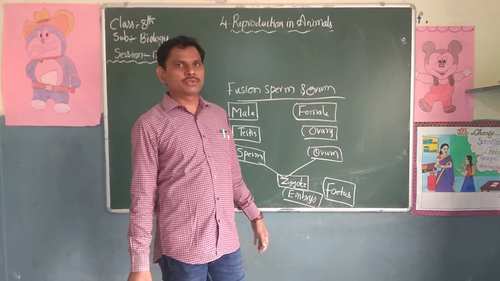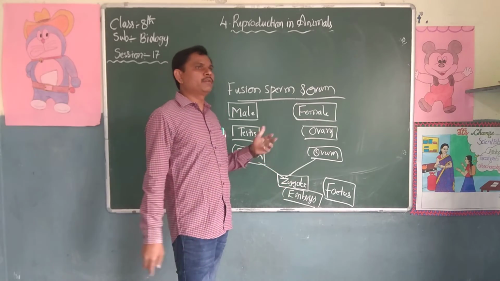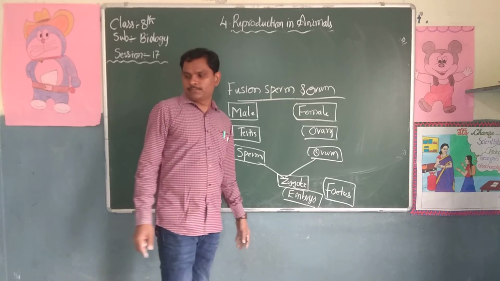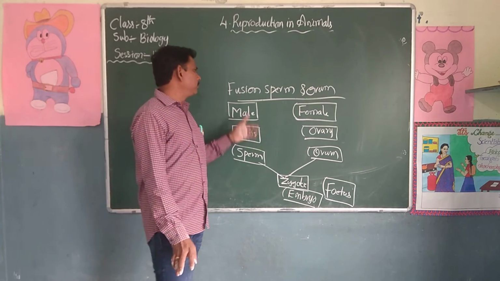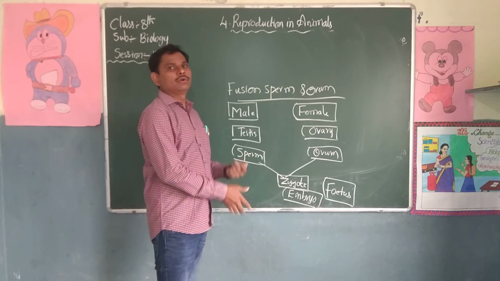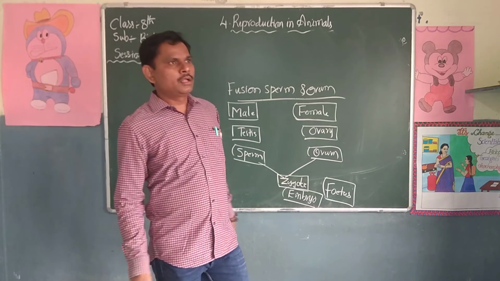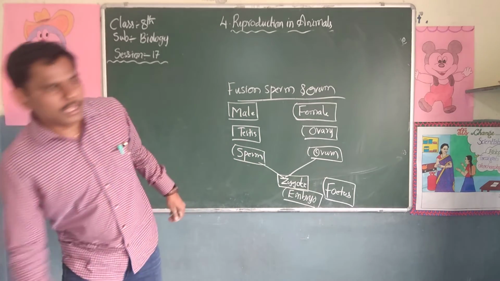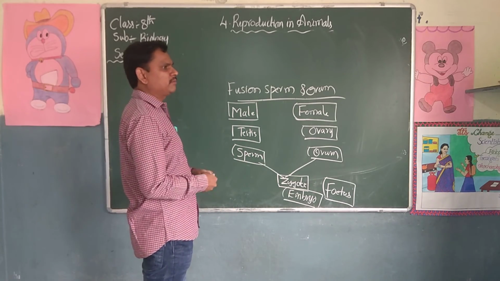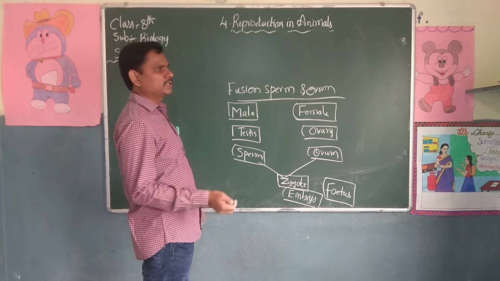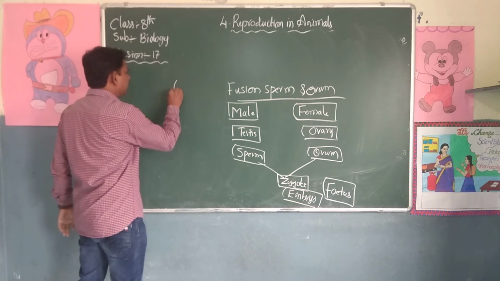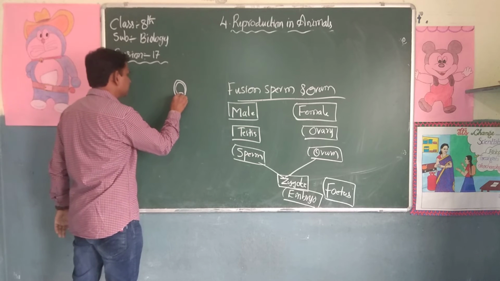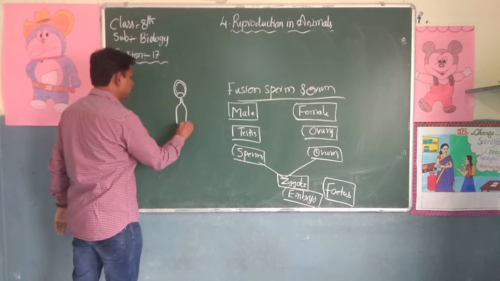After 9 months, the baby will come out of the mother's body from the uterus. So this is about fusion of sperm and ovum. Okay students, today's homework: read and then write the male reproductive parts diagram and female reproductive parts diagram. One more diagram is also there, that is the sperm diagram. This is also important.